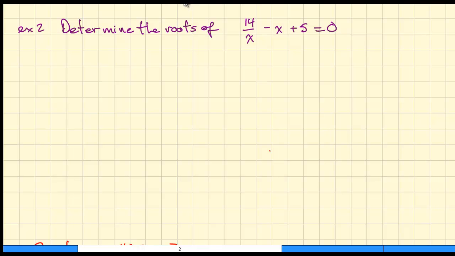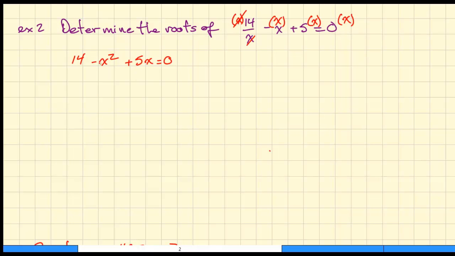Multiply by the lowest common denominator. Well, there is only one, so that's a piece of cake as well. We're only going to multiply everything by x. The x and the x here cancel, so that leaves us over on the left here with 14 minus x squared plus 5x is equal to 0, because 0 times x is 0.